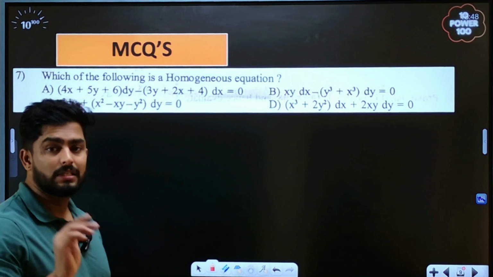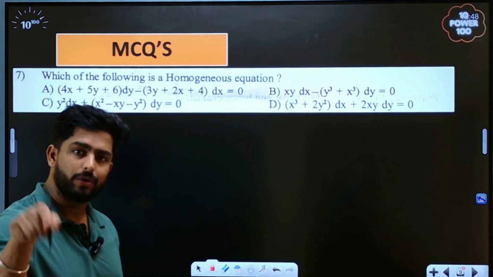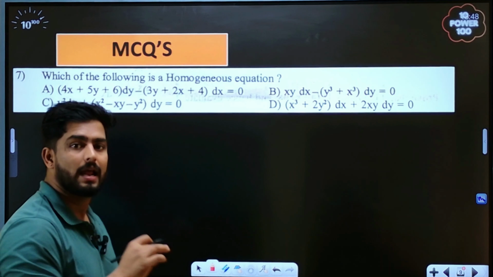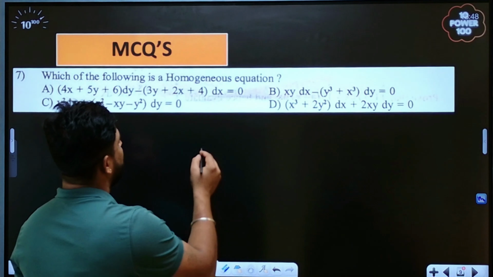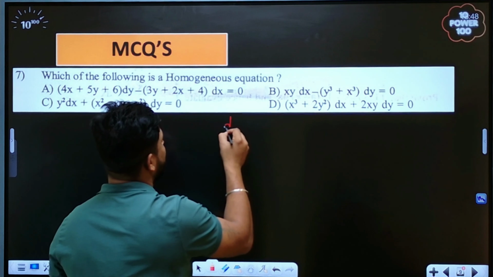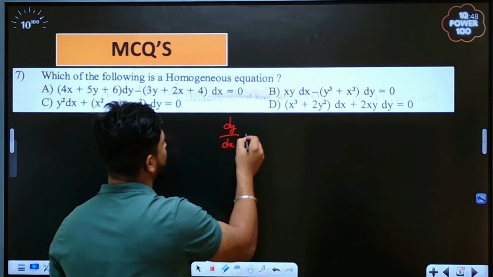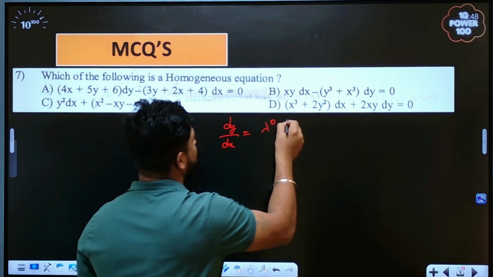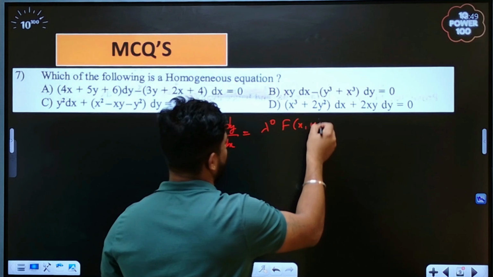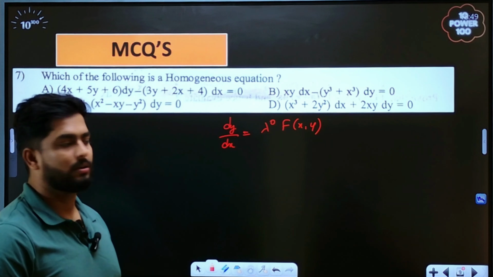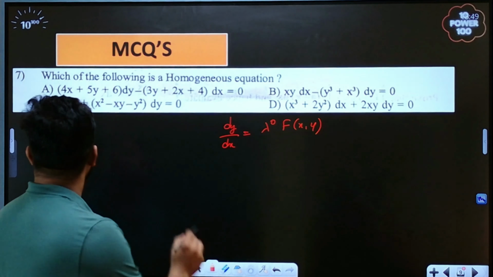Okay, so now this is very important, children. Here I'll show you which is the right answer and why it is the right answer. First of all, to say the function is homogeneous, dy by dx should be equal to lambda to the power 0 f of x comma y, we should get it. Here option C is the right answer.